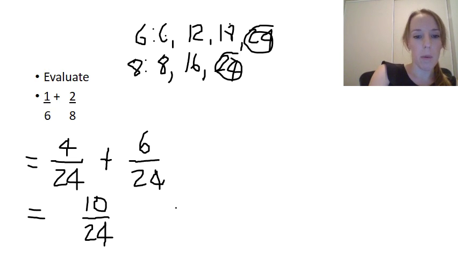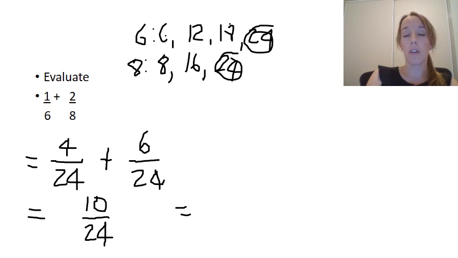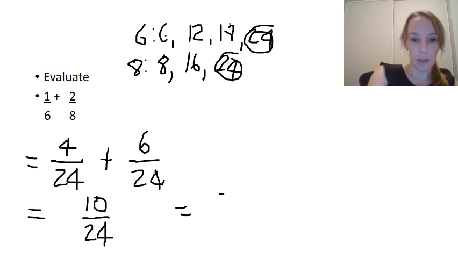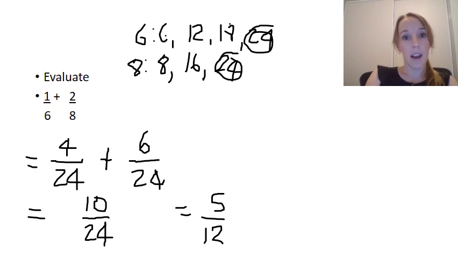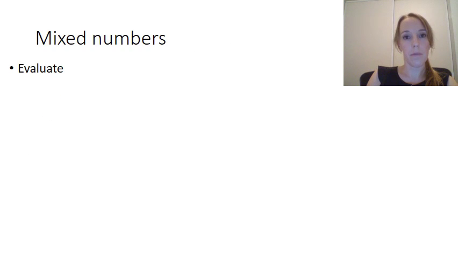So to simplify, we can actually divide both the numerator and the denominator by 2. So 10 divided by 2 is 5. 24 divided by 2 is 12. And we can't simplify any further, so our answer will be 5/12.